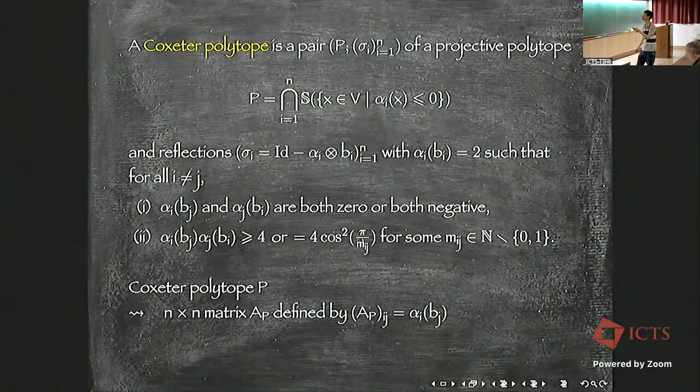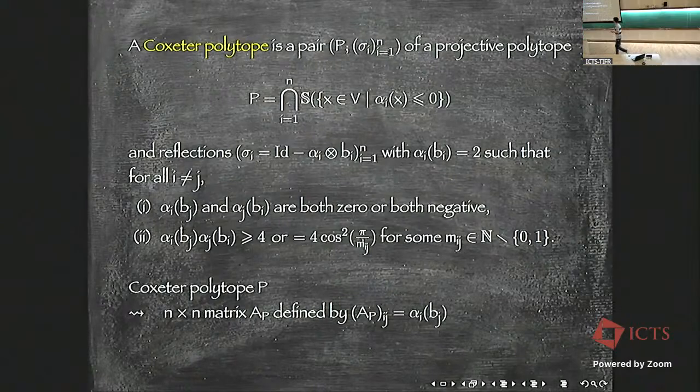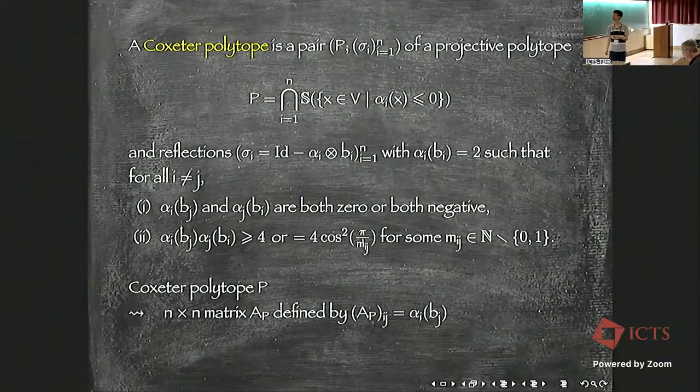So no, it should be the N by N matrix. Because, let's say the pentagon, then here N is 5. That's right. So here this Coxeter polytope is a pair of this projective polytope together with the reflections.